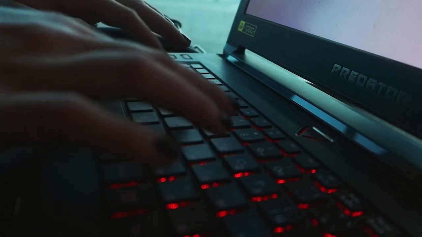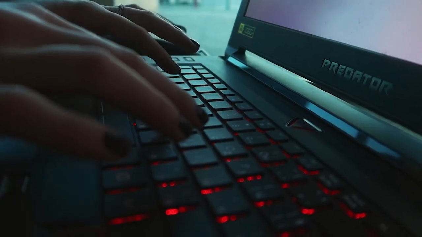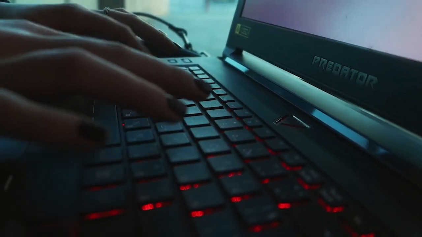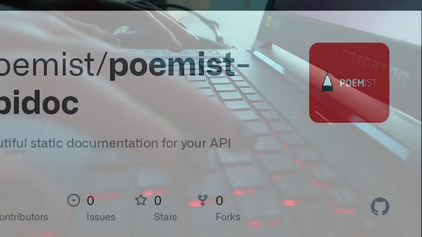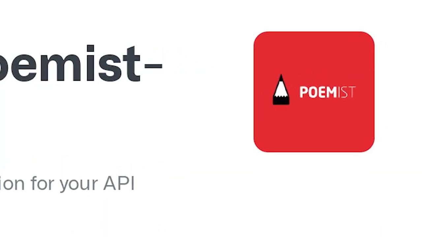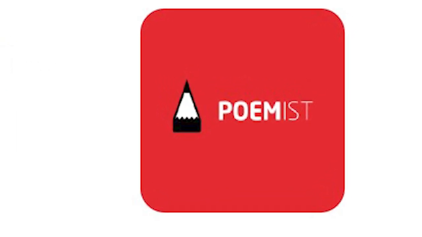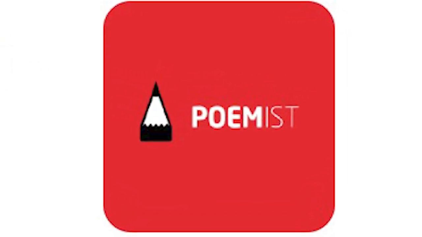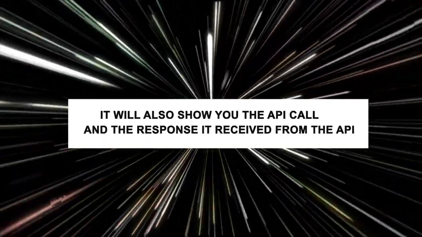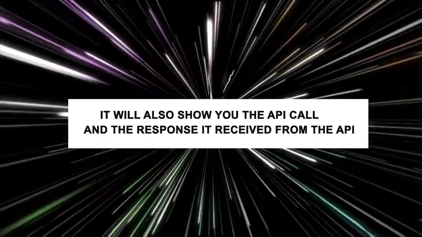If you want to write a poem, ToolLLM will use its neural API retriever to find the best API for this task. It chooses Poemist, an API that can generate poems based on keywords. ToolLLM will then use its creativity skills to write a poem using the correct API. It'll also show you the API call and the response it received from the API.